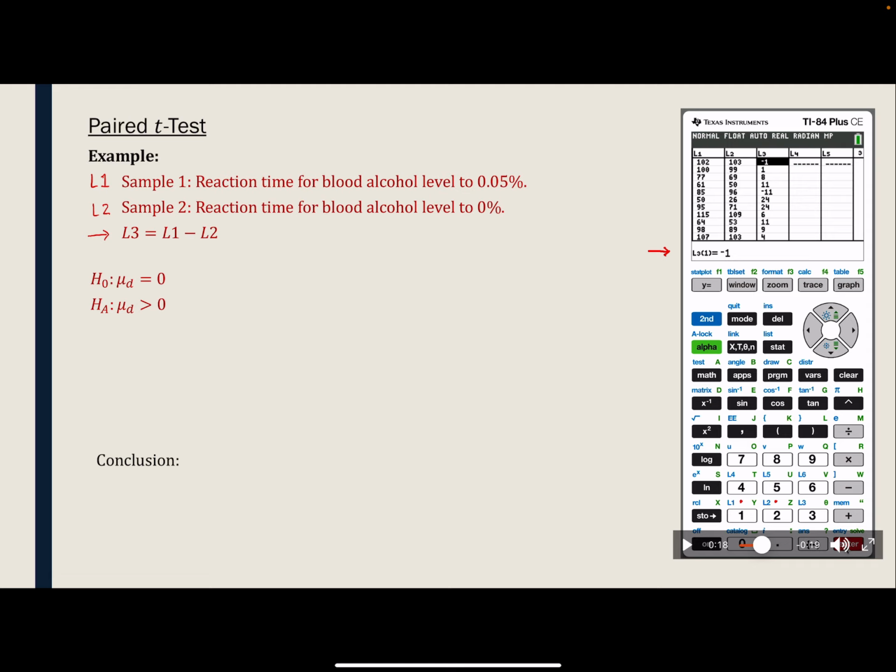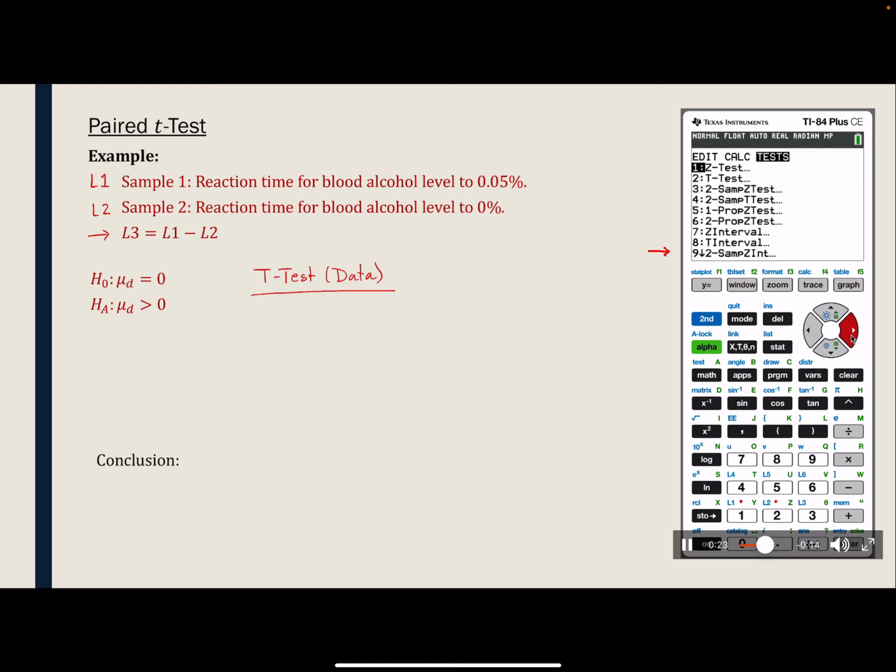So now what we want to do is conduct a t-test on L3, the sample of the differences. So we're going to do a t-test, and we're going to be sure to choose data. And we want to make sure that we're doing this t-test on L3. So we're going to go to Stat, Tests, go to t-test. We're going to pick data. Our mu sub 0 is the value from the null hypothesis, which is 0. The list, make sure that that says L3. And again, L3 is right here, second 3. The frequency will always stay as 1. And then we're going to put in the symbol for the alternative hypothesis, which is that mu is greater than mu sub naught.